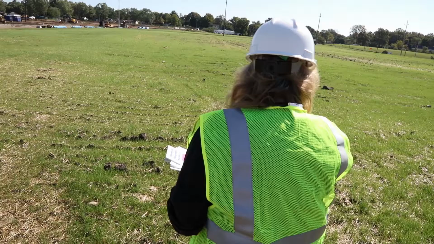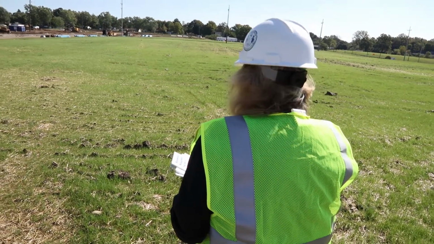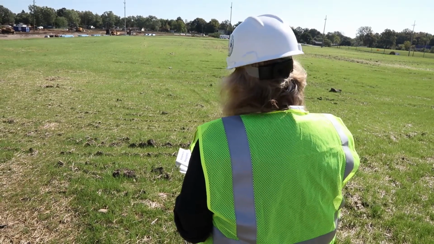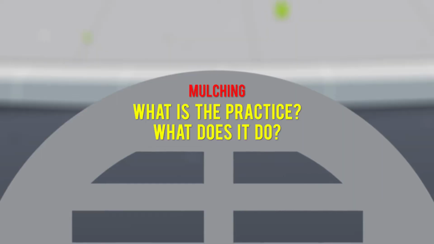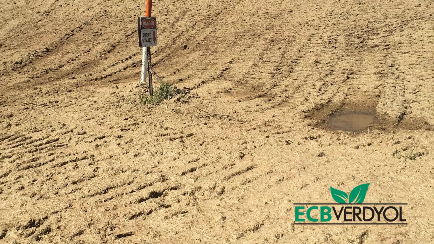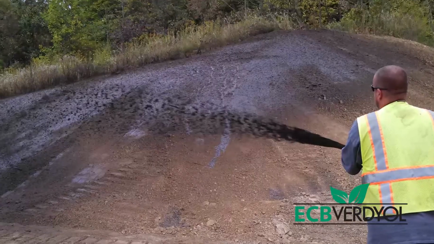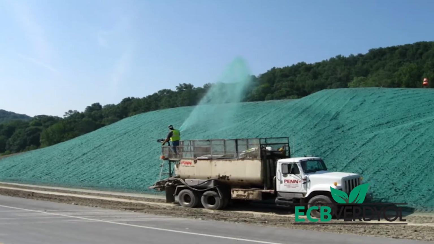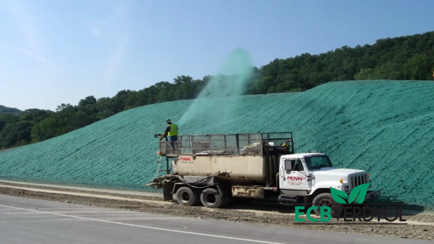How to inspect. Inspectors should check for evidence of erosion or movement of mulch as well as adequate cover, 80% density. Mulching, including hydro-mulch and straw. What is the practice? What does it do? Mulching is the application of plant residues or materials to enhance the protective vegetative establishment and minimize erosion potential.